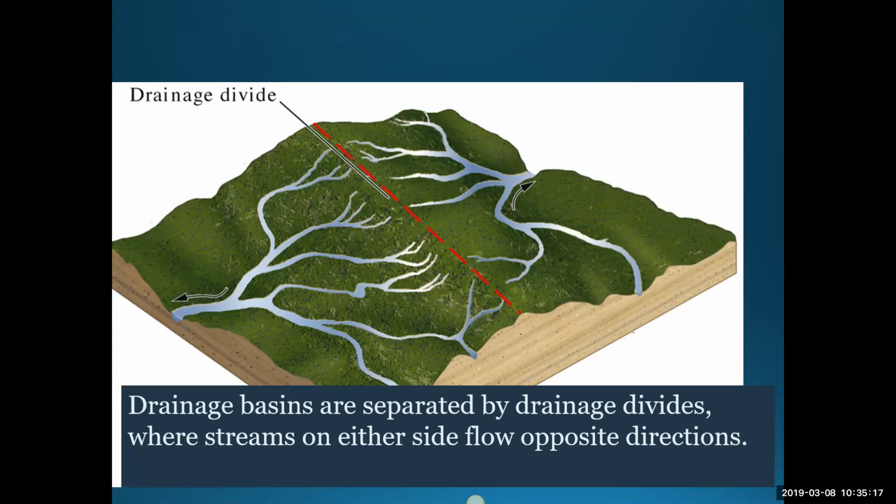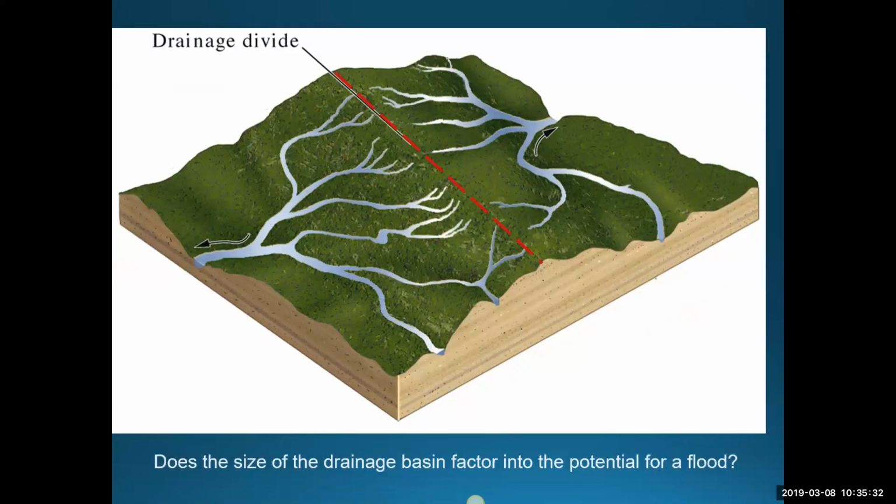When we talk about a river system, often we talk about drainage basins. Essentially, a drainage basin is just all of the tributaries that feed into a specific river. The size of the drainage basin is really important when we're looking at rivers to talk about their flooding potential. So what do you think here? A better question would be, how does the size of the drainage basin factor into the potential for a flood?